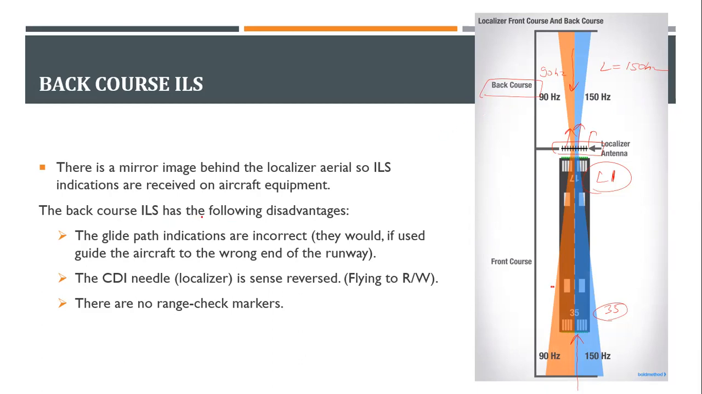So the disadvantages of back courses are the following. The glide path will not be present. Why? Because we are not discussing any glide path signals right now; we're just discussing the localizer signals. The CDI needle is sense reversed, which I've already told you. There are no range check markers, which are your marker beacons.